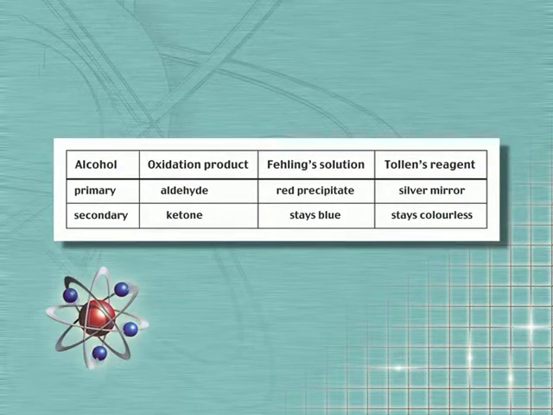We don't use acidified potassium dichromate(VI) as the oxidizing agent in this test, as it is a powerful oxidizing agent and may cause carbon-carbon bond breaking in the ketone.